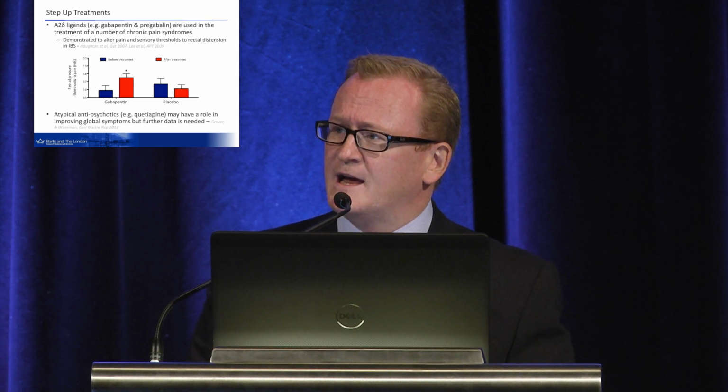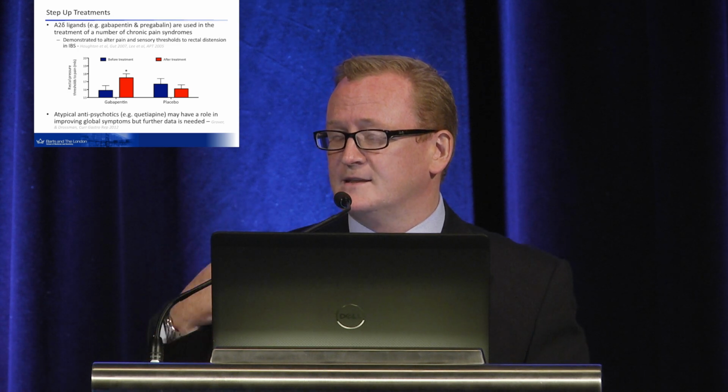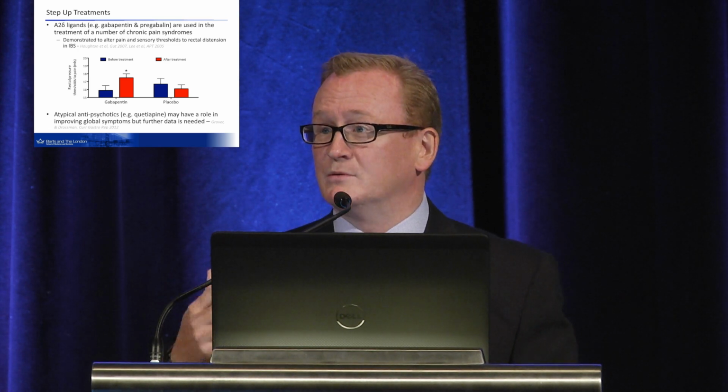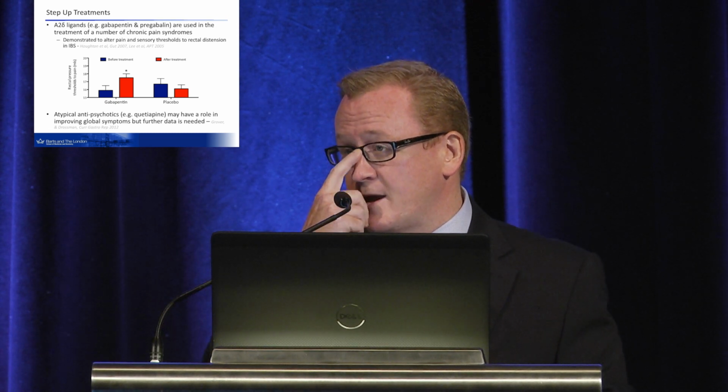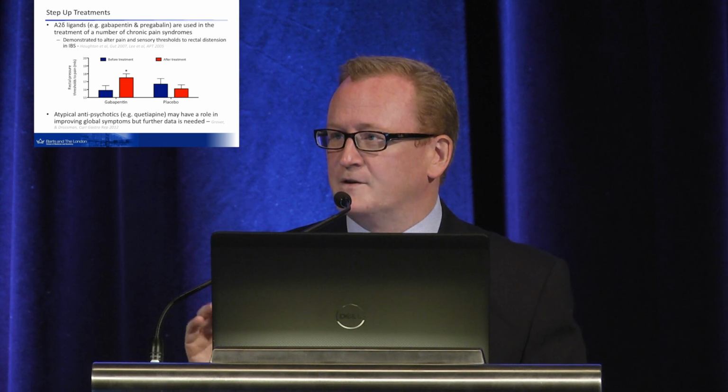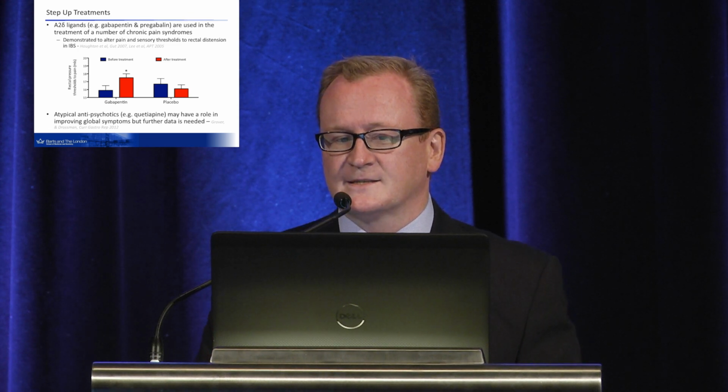Some of the newer treatments, gabapentin and pregabalin, have been used in a number of chronic pain conditions, perhaps most notably fibromyalgia. And certainly there's good basic information now in terms of those balloon studies in the rectum to suggest actually gabapentin can increase pain thresholds and make people less viscerally hypersensitive. I know that the Mayo Clinic uses a lot of quetiapine for pain management, and this improves global symptoms, but it's often limited by side effects.